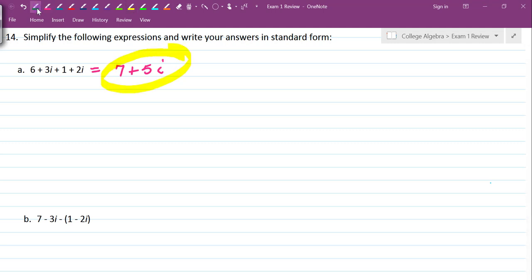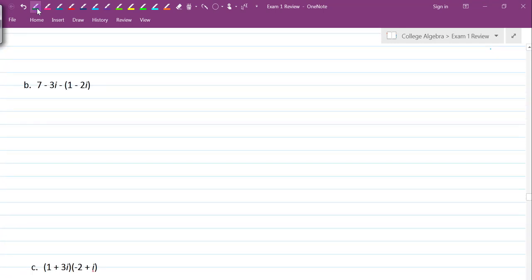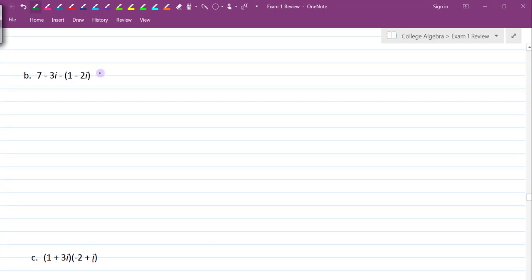So let's look at the second problem here. The second problem says that we have 7 minus 3i minus, you notice we have the minus right there, and then we have parentheses, 1 minus 2i. So this is essentially a negative 1 out front, so we're going to have to distribute that. So this will be rewritten as 7 minus 3i minus 1, and then we have a negative times a negative, so that gives me a plus 2i.